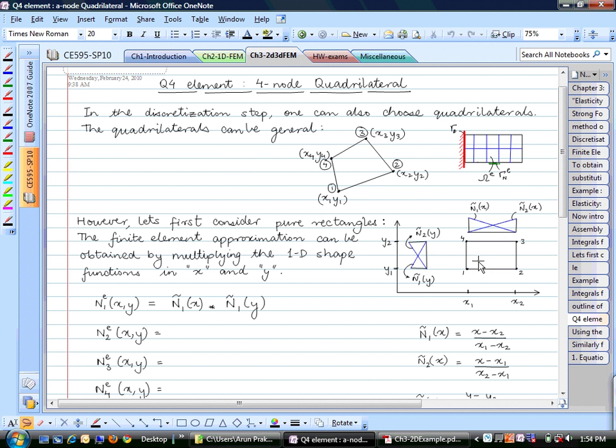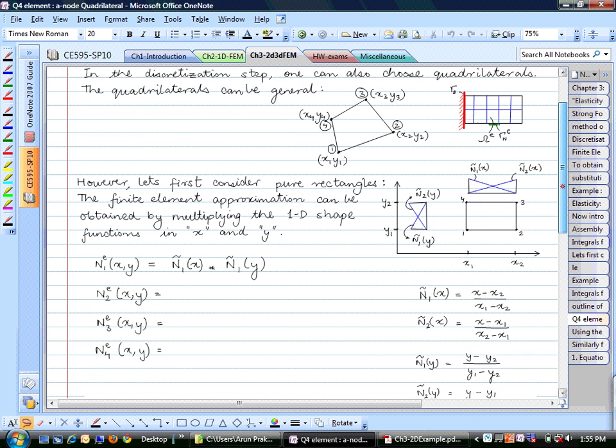And only at node 1, if I plug in x equal to x1 and y equal to y1, then you can see that this would be 1 times 1, which is 1. So this is how you would construct shape functions for quadrilaterals and for the specific case of rectangles. And later on, we'll see how we can generalize this procedure to map this quadrilateral or rectangle to a general quadrilateral. So what would be the shape function for 2?